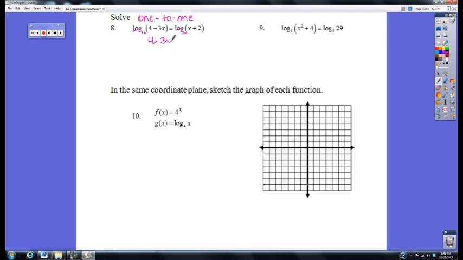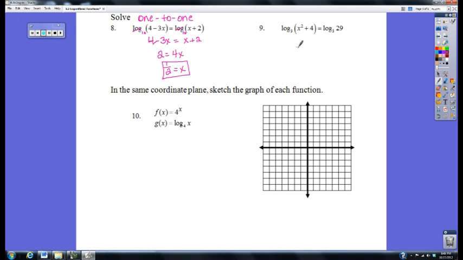4 minus 3x equals x plus 2. Simple algebra equation from there, so just solve it. 2 equals 4x, and 1/2 equals x.